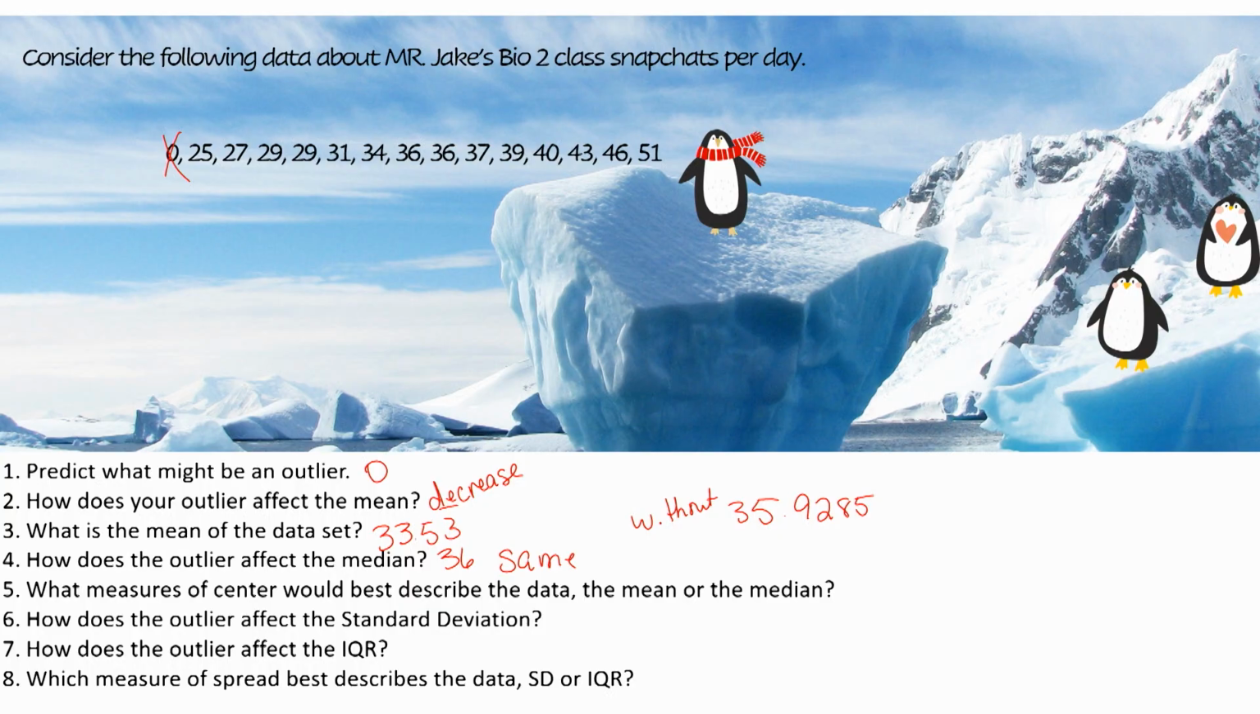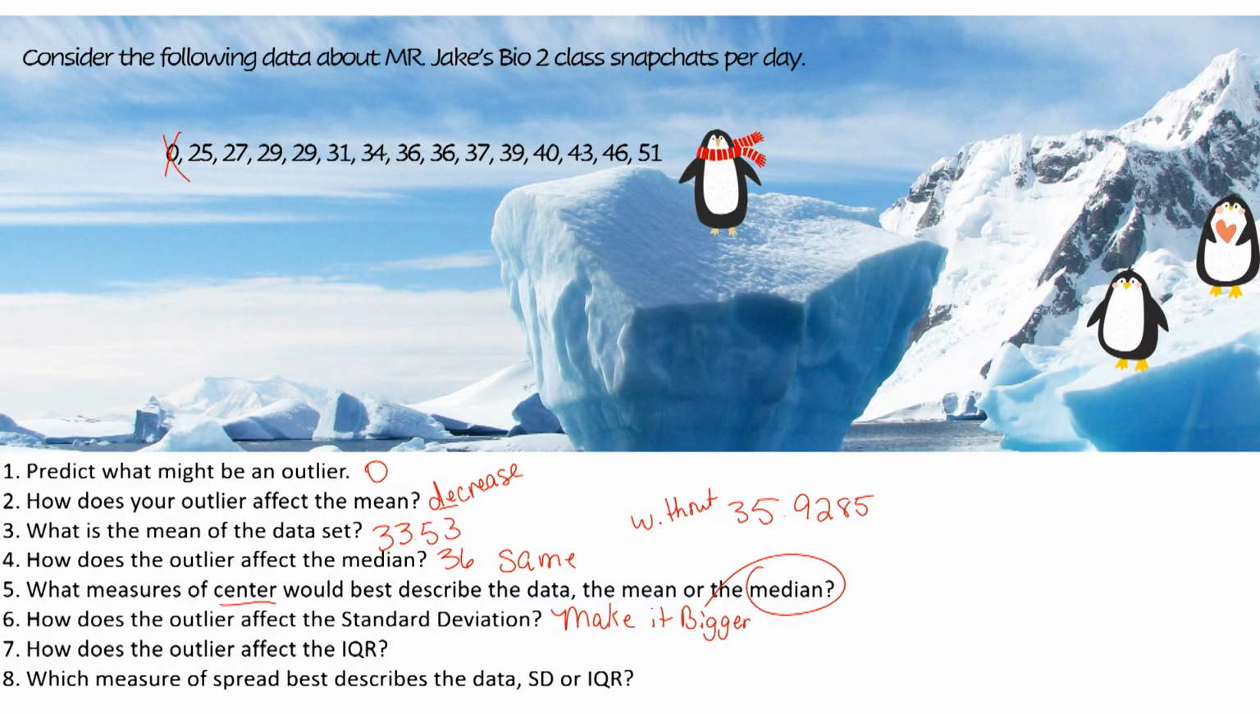So number 5 says, what measures of center would best describe the data, the mean or the median? Well, the mean is the average, and then the center that we're looking for is going to be our median. How does the outlier affect our standard deviation? Well, it makes the standard deviation bigger because we have to go from our mean, which is our average, all the way down to 0. So it's going to make it bigger.